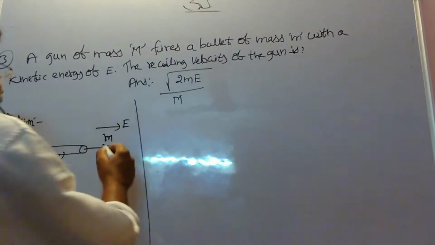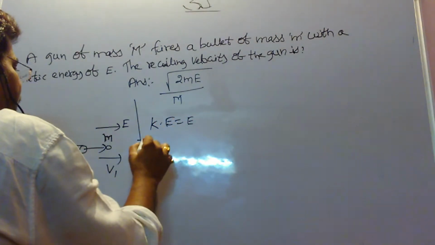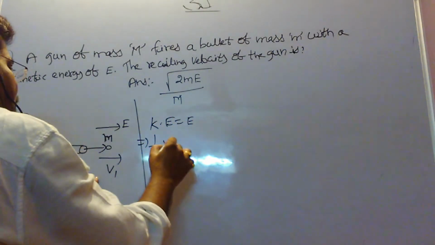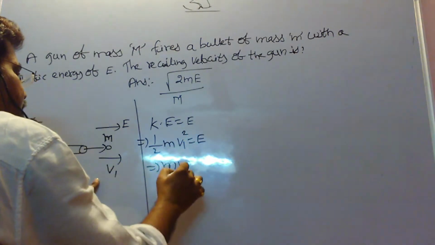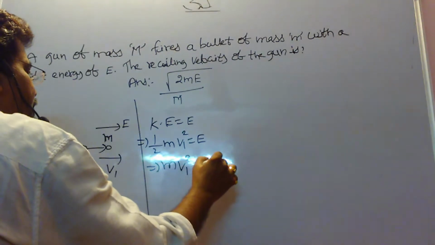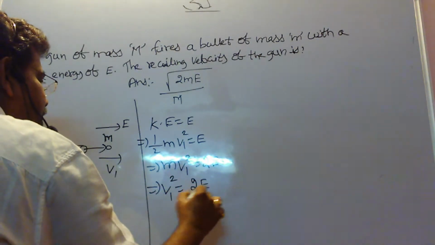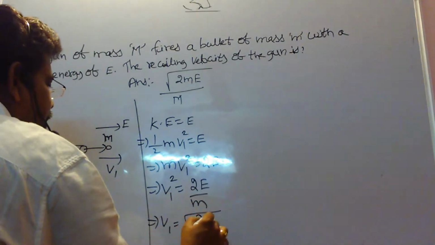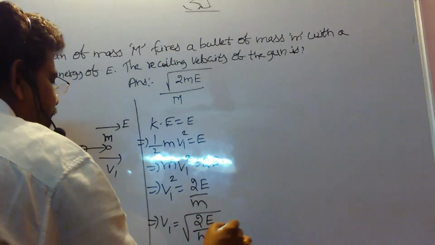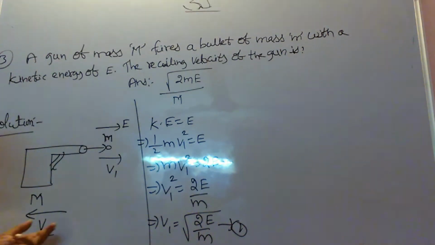At that time, what is the kinetic energy? Kinetic energy E is given. What is the formula for kinetic energy? Half m v square. So half m v1 square equals E. Otherwise m v1 square equals 2E. Otherwise v1 square equals 2E by small m. So v1 equals square root of 2E by small m. This is my first equation. This is the velocity of the bullet. We want to find the velocity of the gun.